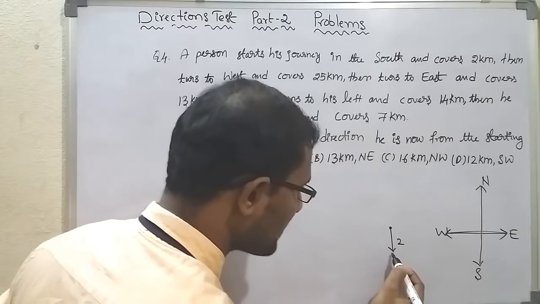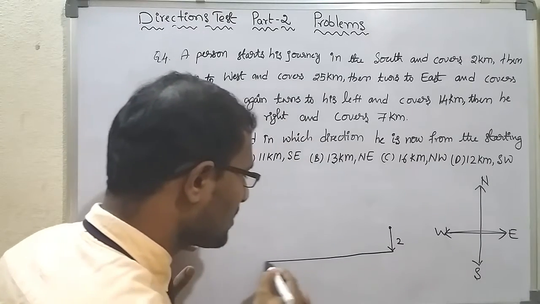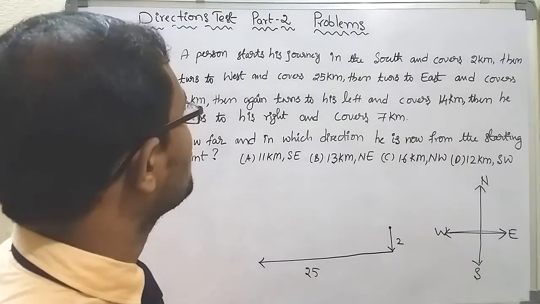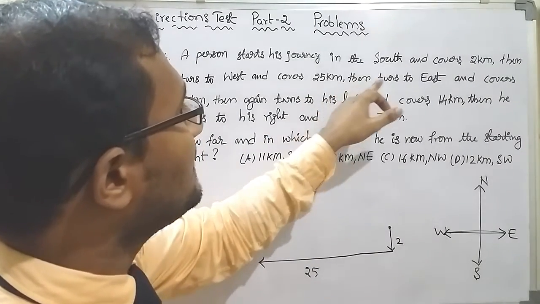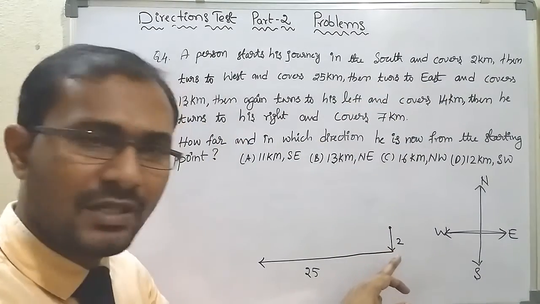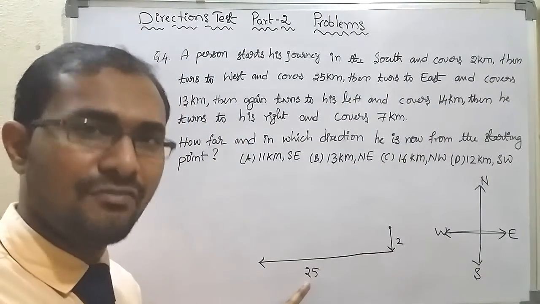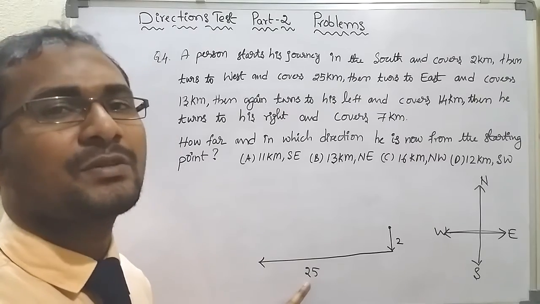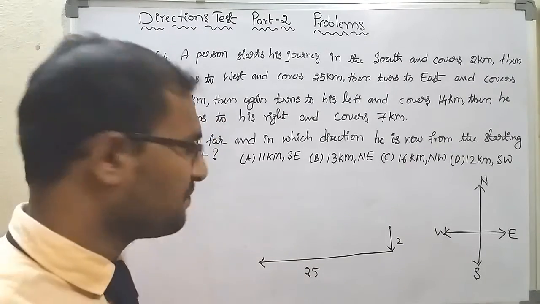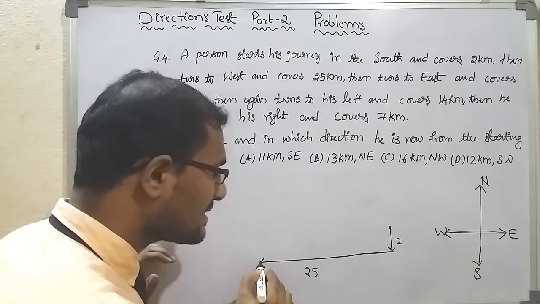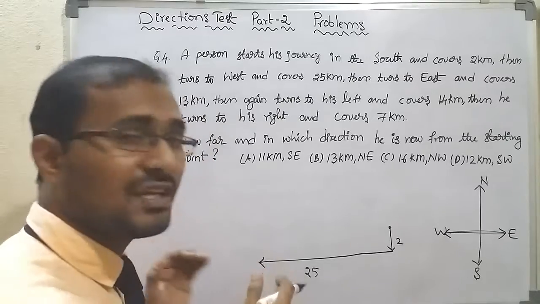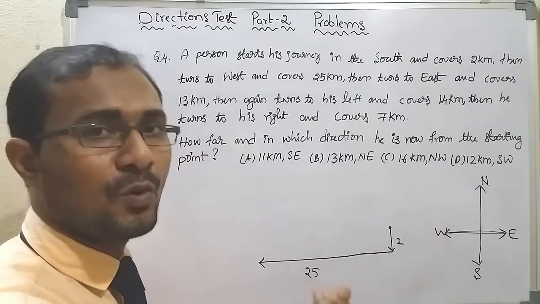Now towards the west direction he has to cover 25 kilometers. It is also completed. Then he turns to the east direction. Now he covered 25 kilometers in the west direction, and immediately he is trying to cover 13 kilometers in the east direction. What does it mean? On the same path, on the same line, on the same route, he's trying to go back.